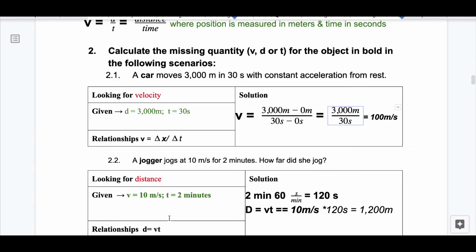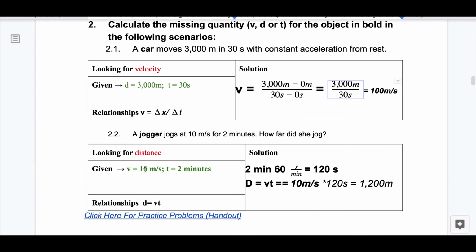Okay, we're looking for distance. We're given that the velocity is 10 meters per second. The time is 2 minutes. So we could use our relationship: if I rearrange my formula v equals d over t, I can see that I can solve for the distance, or I could just plug in values and then solve algebraically.